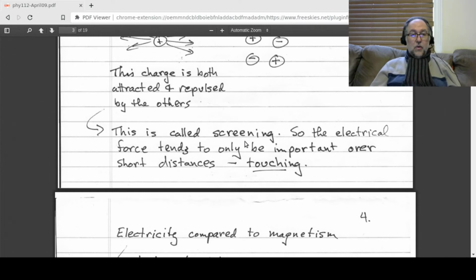Okay, and so there you go. It kind of cancels out. As a result, it's not that the force isn't there. It's just that over large distances it tends to be screened out. But over short distances, it's pretty strong, and that's exactly what touching is.